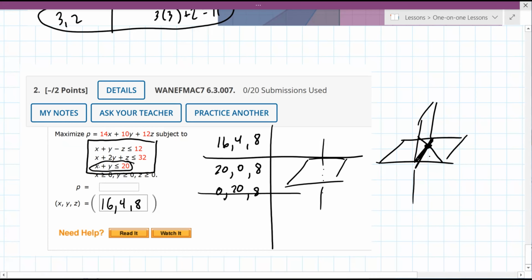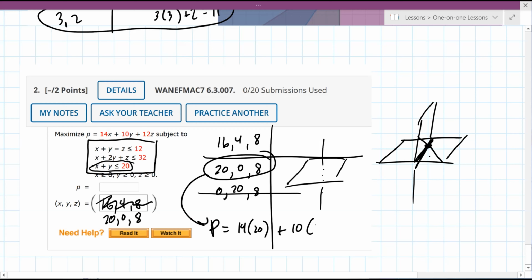So that's as far as we need to go, because this one we found is an edge case. This also works, so we have to try it as well, and it ends up being correct here: 20, 0, 8. So your P is 14 times 20 plus 10 times 0 plus 12 times 8.